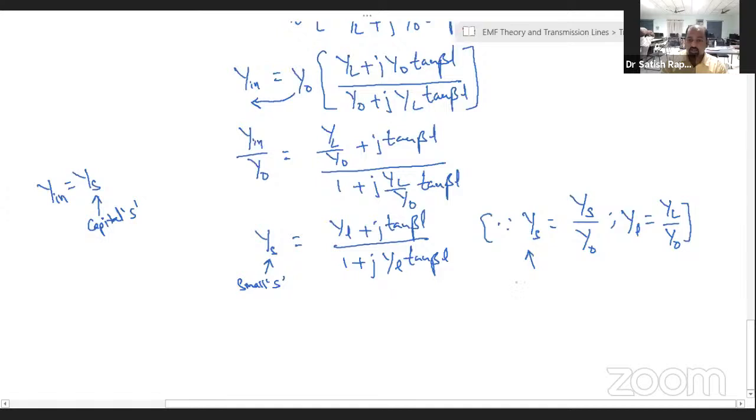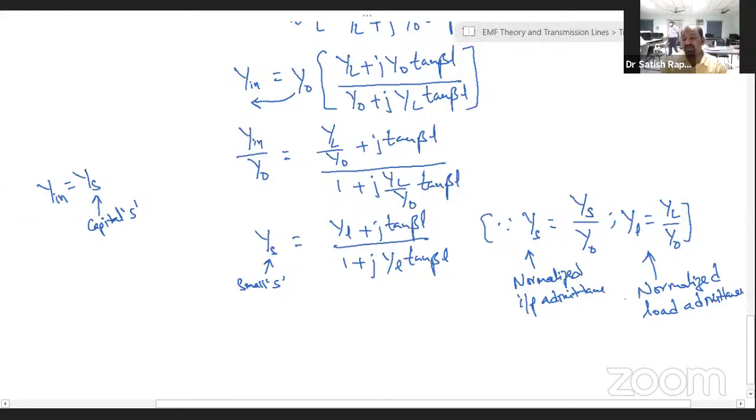And this is called the normalized input admittance, and this is called the normalized load admittance, right? So whenever admittance is divided by its characteristic admittance, in other words, whenever impedance is divided by its characteristic impedance, then it is called a normalized value.